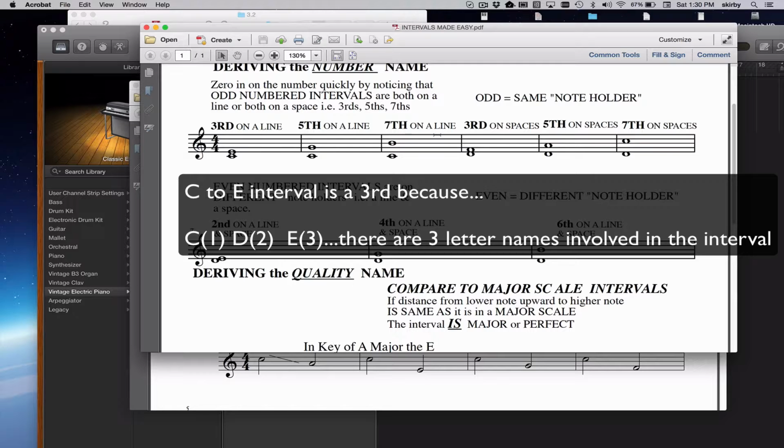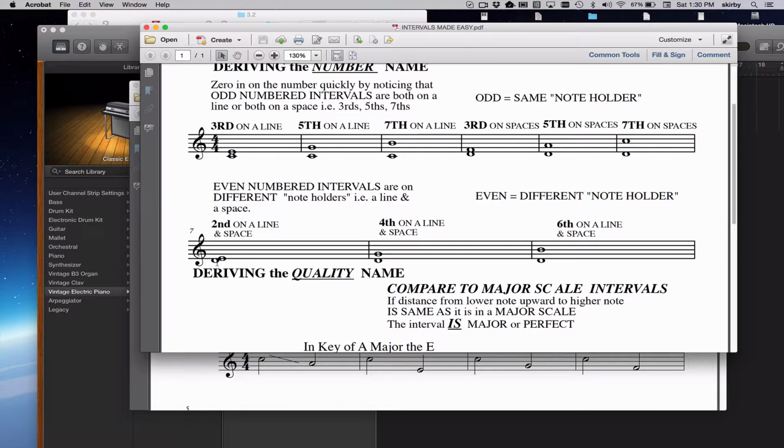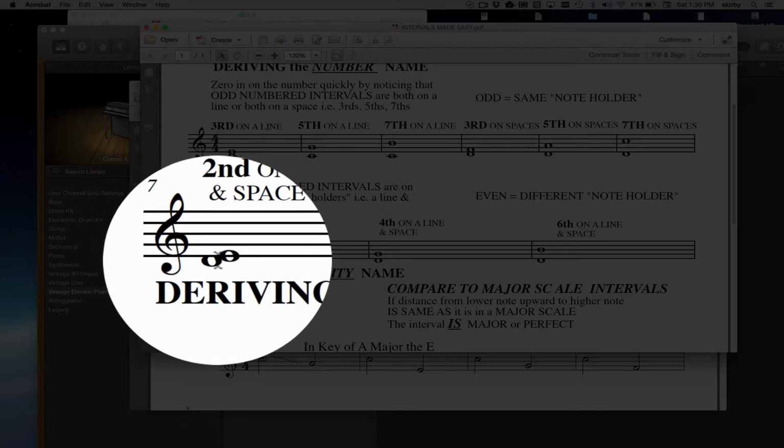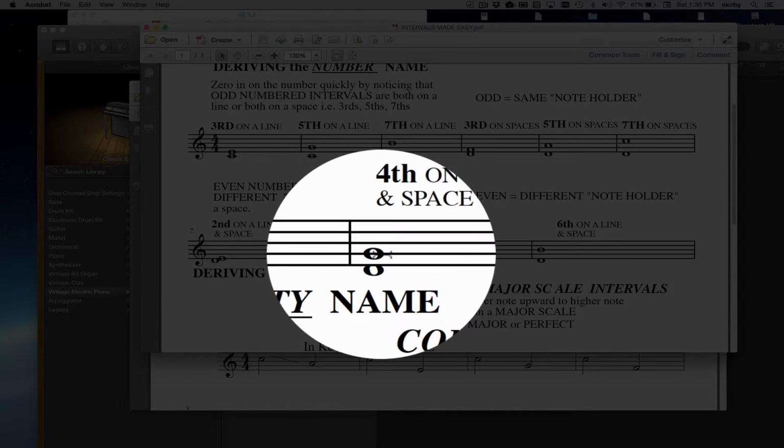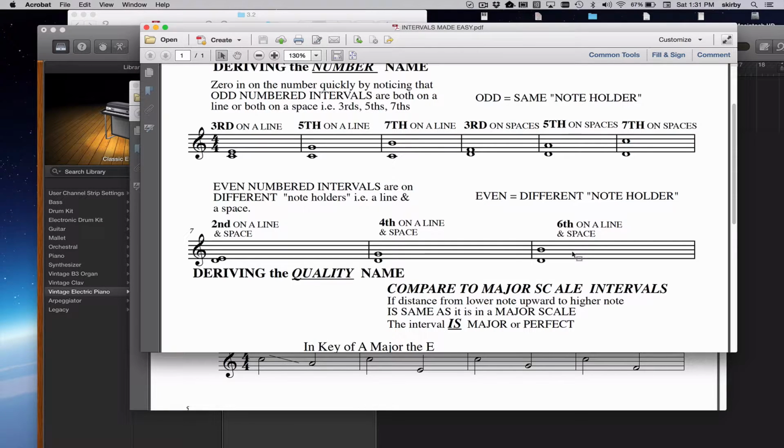Now, those are the odd numbered intervals. The even intervals are not on the same note holder. So if the lower note is on a space, the upper note will be on a line. And so here's a second, here's a fourth, and here's a sixth.